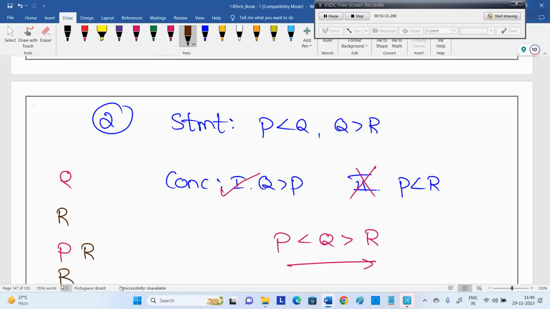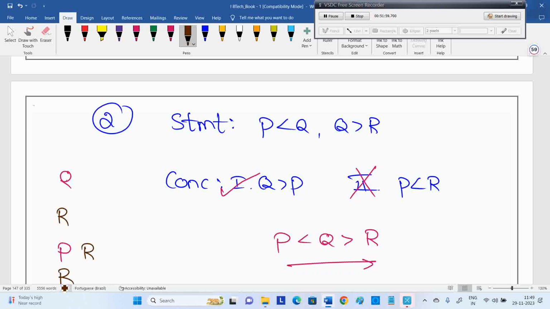First is P less than Q. P is below Q. Q is more than R. If I put R here, Q more than R, correct. If you put R here also, Q more than R, correct. If you put R here also, now between P and R, P may be equal to R, P may be less than R. I'm not getting a definitely true one.